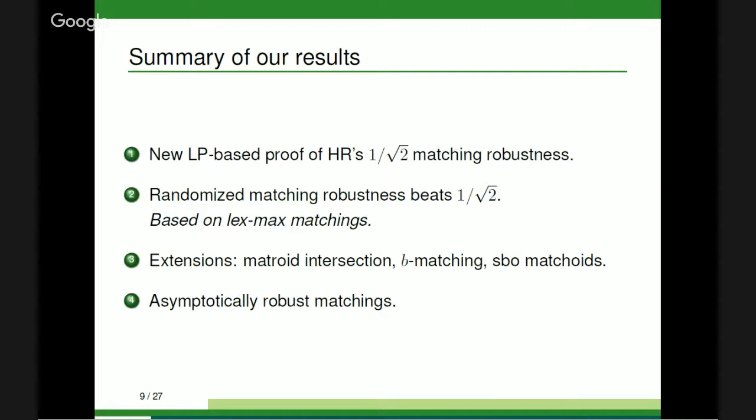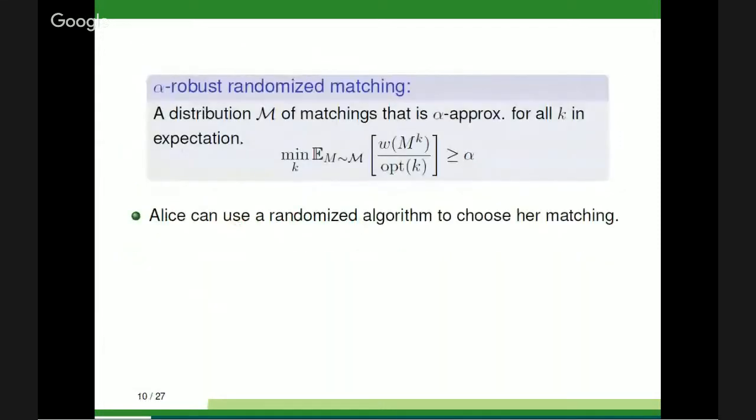We gave some extensions to other problems, not just matchings: matroid intersection, b-matchings, and other problems. And we also extended to an asymptotic version of these problems, which, if I have time, I will explain. Good. So I'm going to focus on these two in this talk, and if I have time, I will talk about asymptotically robust matchings. So let me tell you what a robust distribution is.